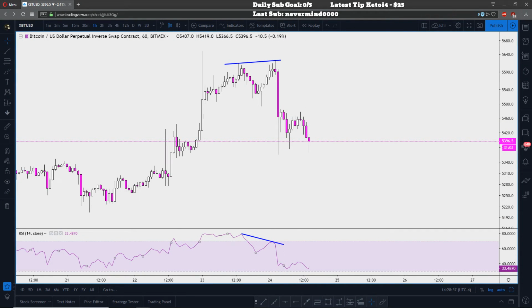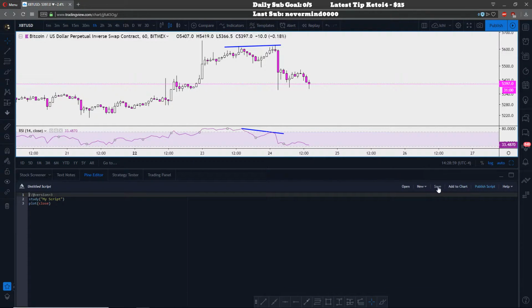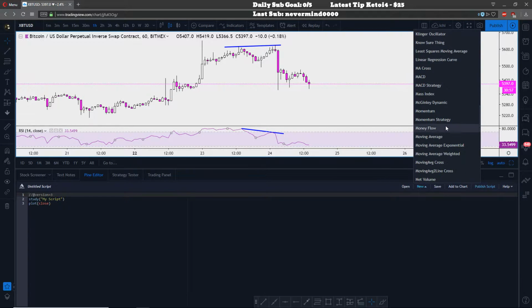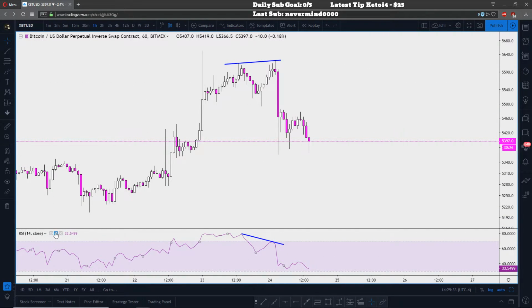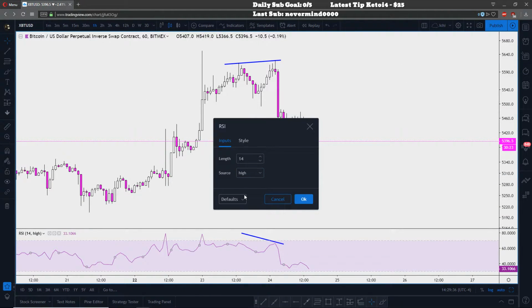If we go into the source code, you can see the actual calculation here. It's calculated off the close, and there is nothing else in the code that would allow the wicks or the bodies or anything else besides the close to affect that RSI. The only way to allow it is if you go in here and change it to the wicks.